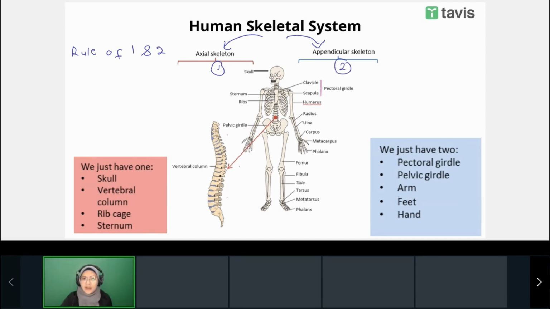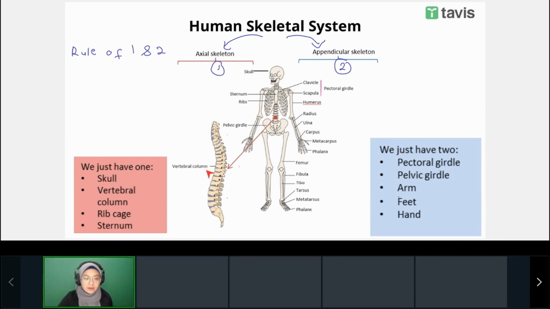What is the rule of 1 and 2, teacher? Okay, for the rule of 1, any skeleton that we have only one. We have one skull, so the skull is the axial skeleton. We do have one rib cage, so the rib cage is the axial skeleton.